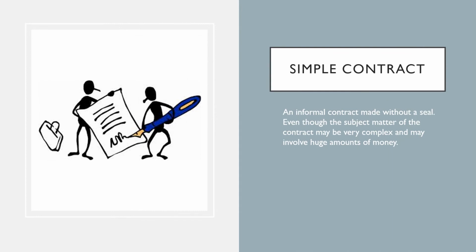A simple contract is an informal contract made without a seal, even though the subject matter of the contract may be very complex and may involve huge amounts of money.